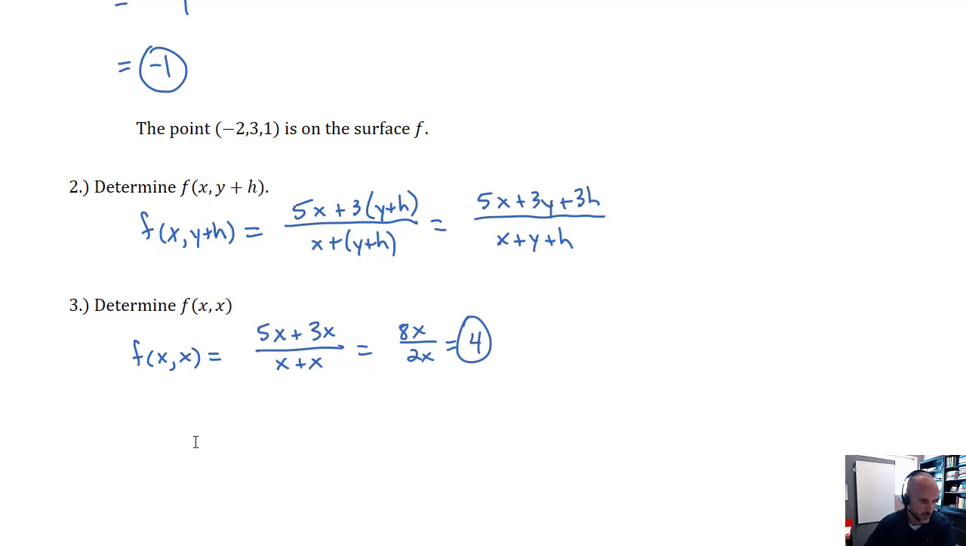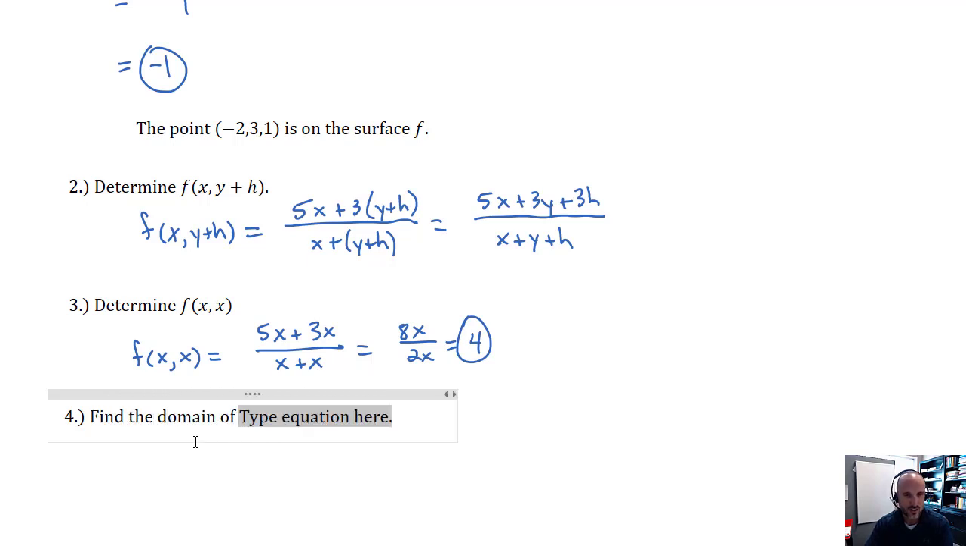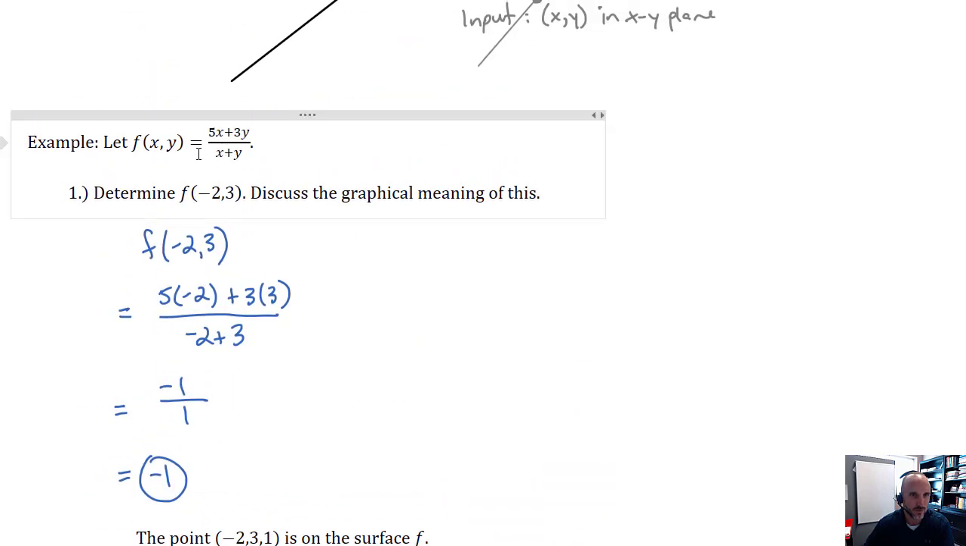Let's see here. Do I have another example? Yeah. Okay, so let's introduce this idea of domain. Find the domain of, and let's go back and copy the function so we can see it all. Find the domain of this guy.